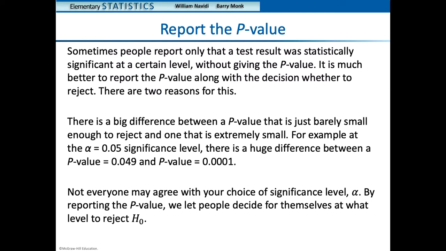But because not everyone may agree with your choice of alpha, by reporting the p-value, that allows people to decide for themselves at what level they would reject the null hypothesis. So that's just considered good practice: report your p-value and then report your decision. Report both of those things.